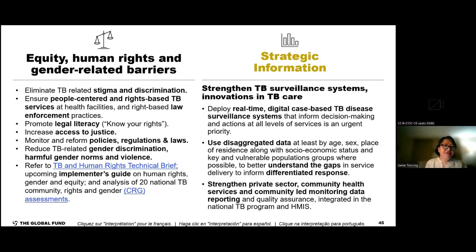On human rights, equity, and gender-related barriers, very similar to the HIV slide. In TB we also have issues with stigma and discrimination that need to be addressed. Always people-centered and rights-based TB services at health facilities, rights-based law enforcement practices. We need to promote legal literacy, access to justice, and monitor policies, regulations, and laws. We also need interventions to reduce TB-related gender discrimination, harmful gender norms, and violence. We do have a technical brief on this, which you can refer to.